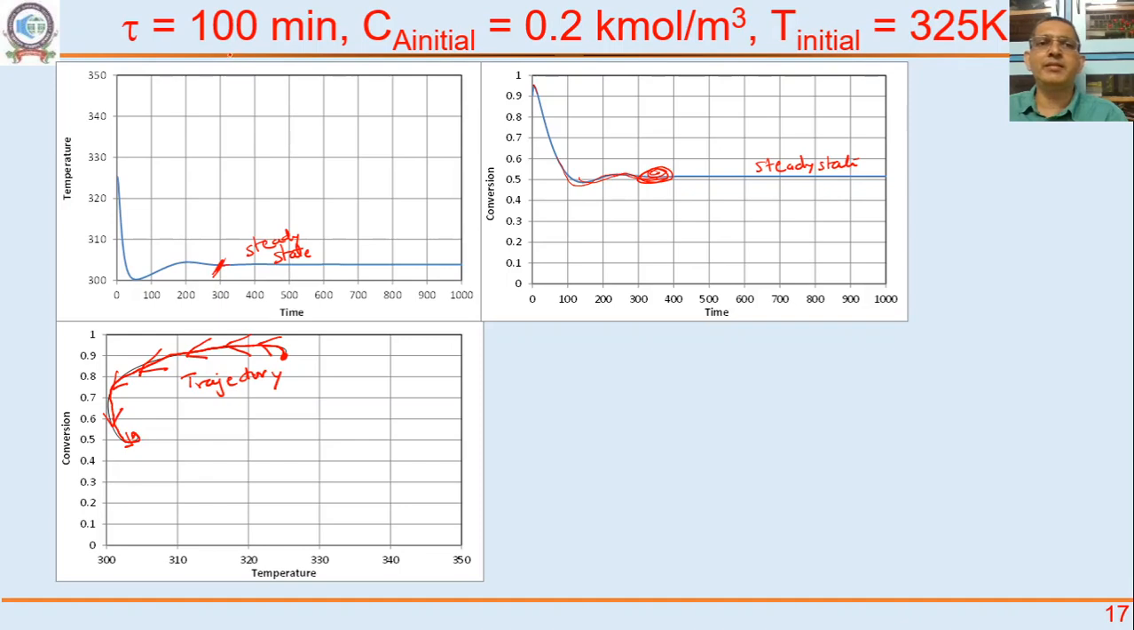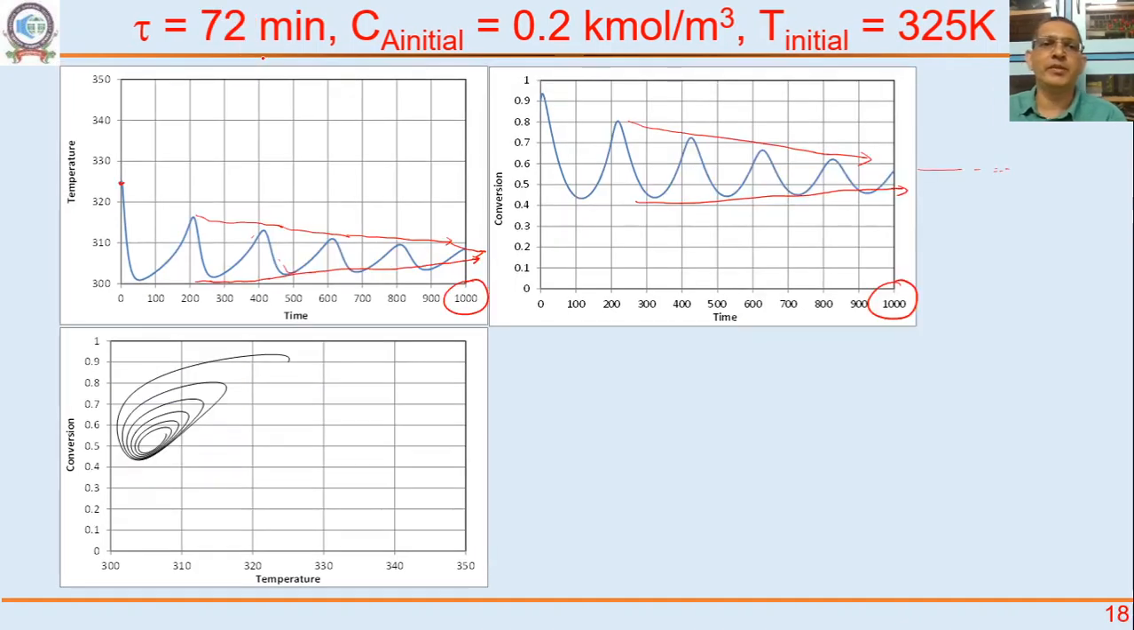Just changing the residence time from 100 minutes to 72 minutes, oscillations are there, and these oscillations slowly dampen out, and they reach a steady state. You reach a steady state. In terms of phase plane diagram, if you want conversion versus temperature, we start here, and you see oscillations. Oscillations are characterized by this behavior.